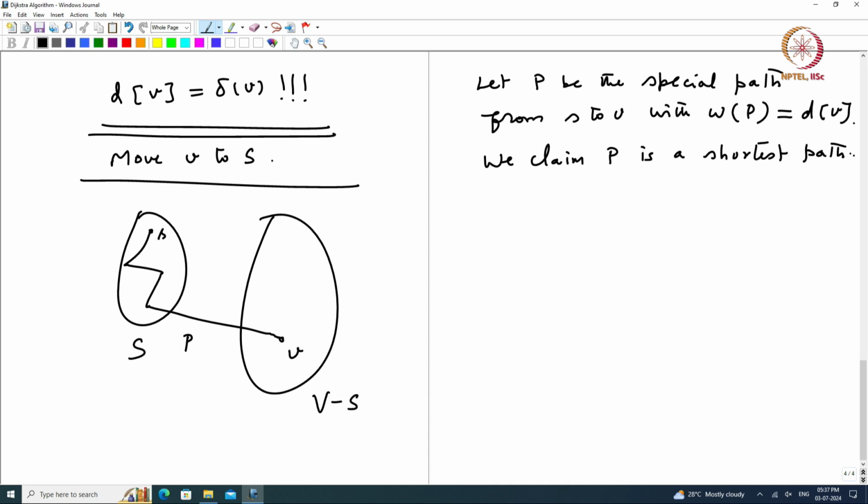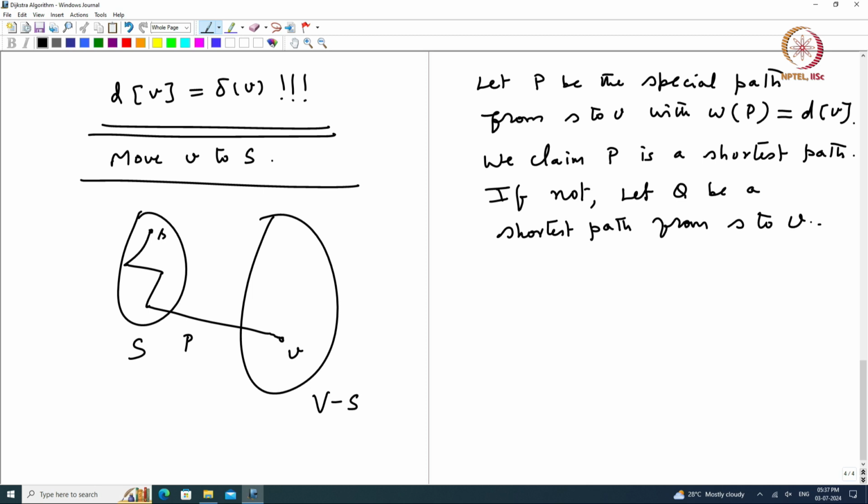We claim that P is a shortest path. Suppose this is not the shortest path. Let us consider a shortest path from S to V. If not, let Q be a shortest path from S to V. P is not the shortest path and Q is a shortest path, and weight of Q will be less than weight of P, which is equal to D of V.